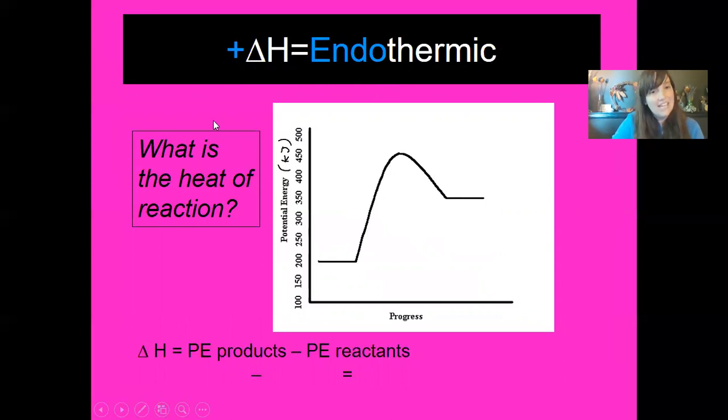Let's find the exact quantity, the heat of reaction. So that'll be potential energy of the products, which is right here. Looks like it's about 350, minus potential energy of the reactants, which looks like it's about 200. So we can see it gives us a positive number overall. We gained 150 kilojoules, endothermic reaction.